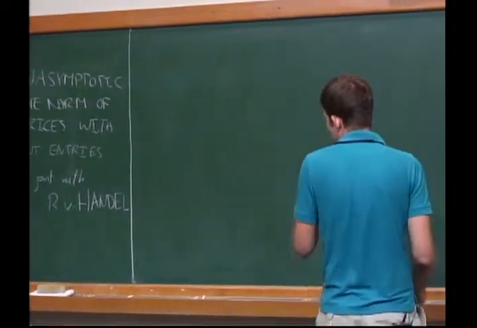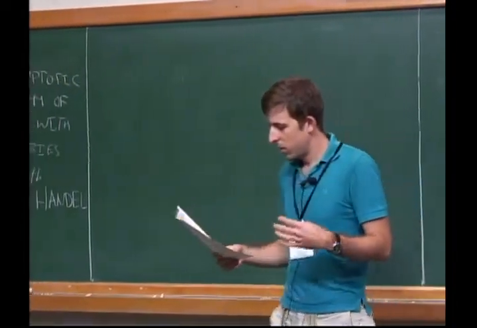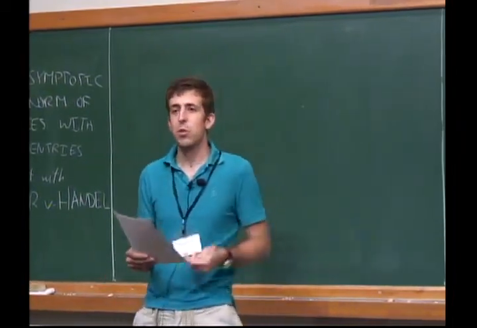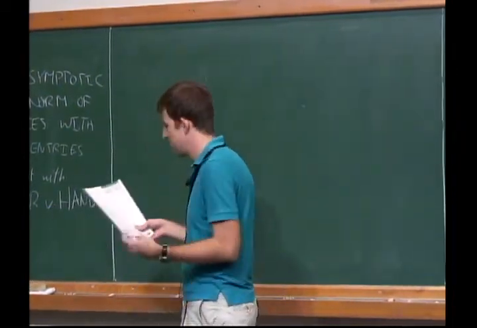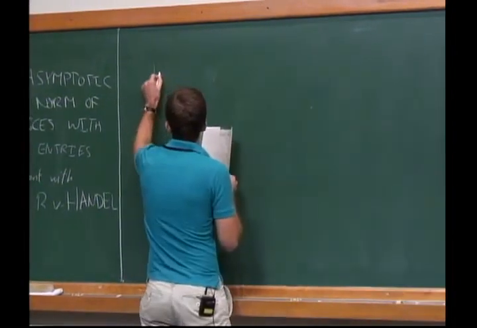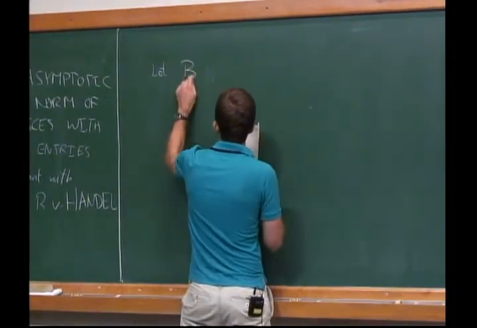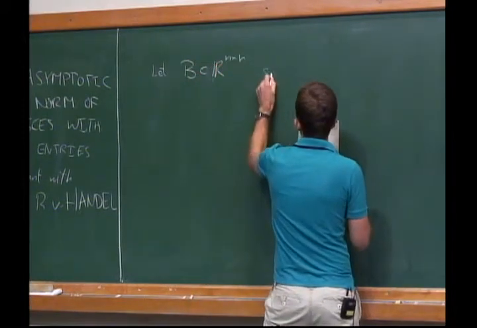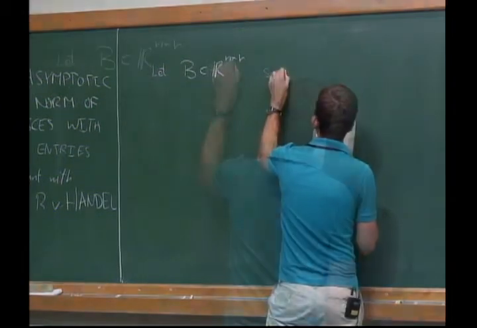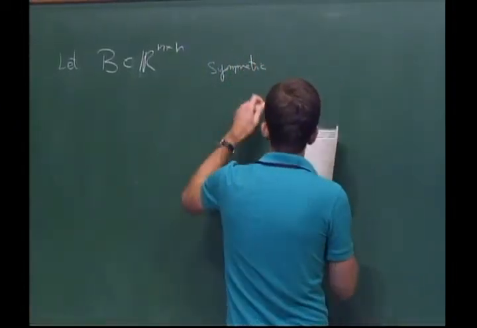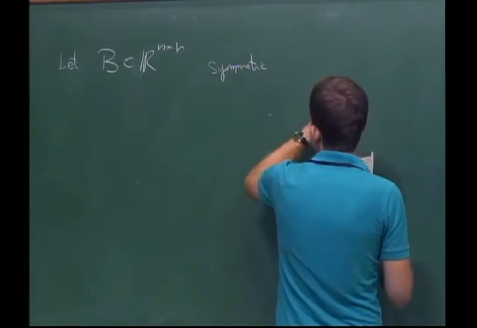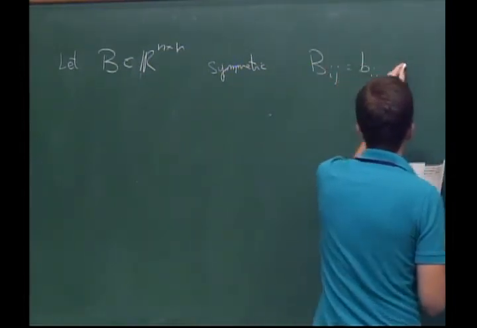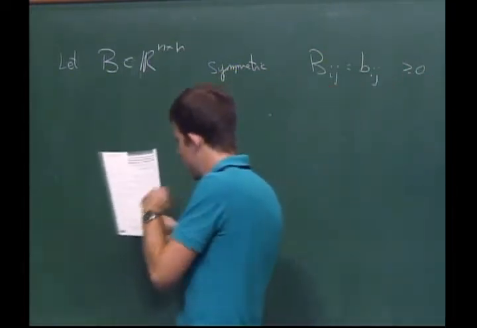Let's say, to start with, that we're interested in understanding the expected spectral norm of a random matrix with Gaussian entries, and they're all independent. So let's define the model. Let B be an n by n matrix. Let's say that it's symmetric, and let's denote its entries by little b_ij's. And I want them to be non-negative.